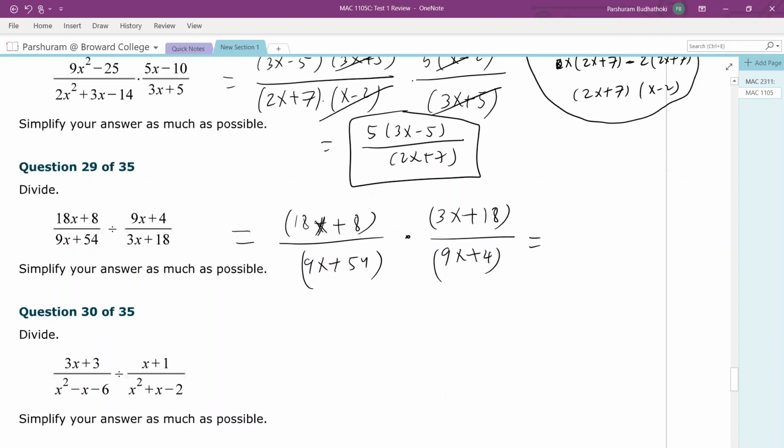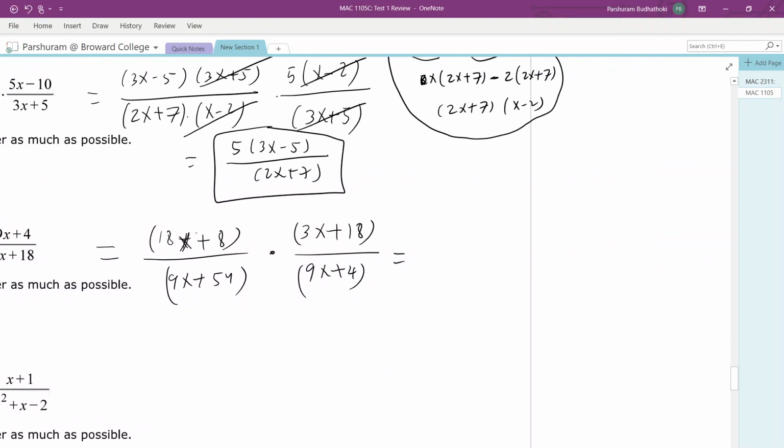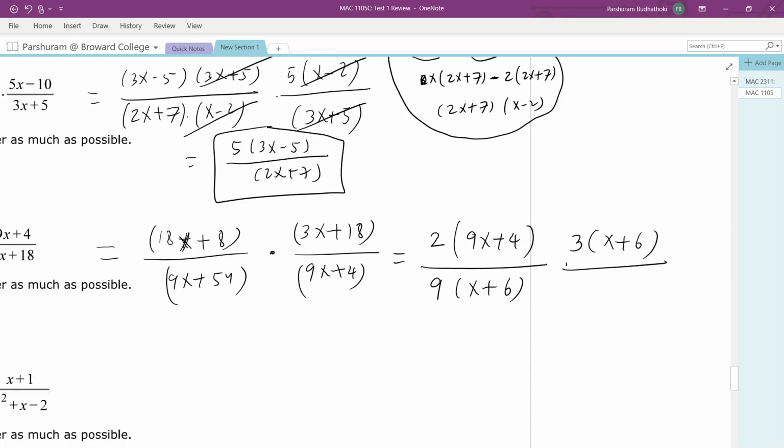So now let's try to find the factors of each of them if it's possible. From the top one, we can see that the common factor is 2. So that gives us 2 times 9x plus 4. On the bottom one, the common factor is 9, and there is an x. For the second expression, the common factor is 3. That gives us x plus 6. And there is nothing common between 9x and 4.